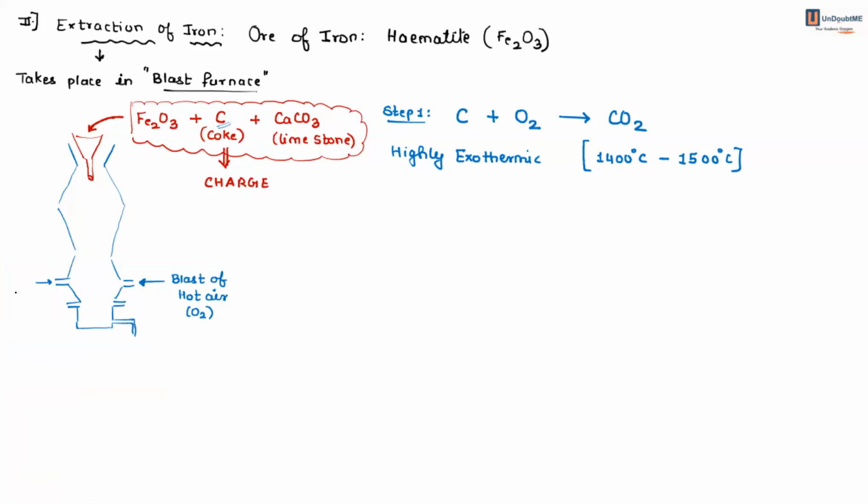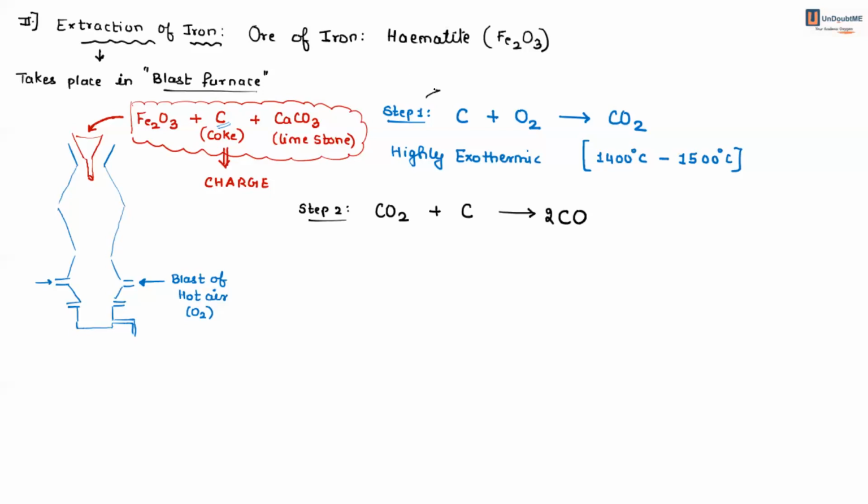So what is my step two? My step two will be: carbon dioxide will further react with coke. As I told you, coke is in excess, so there is an ample amount of coke, that's carbon, present, and this carbon dioxide reacts with carbon and forms carbon monoxide.